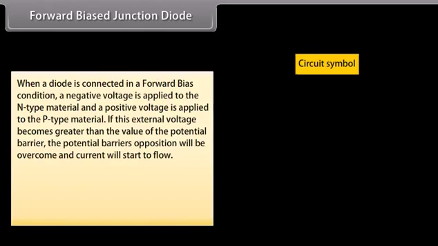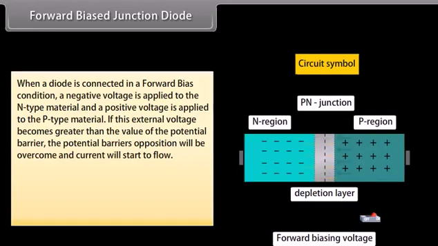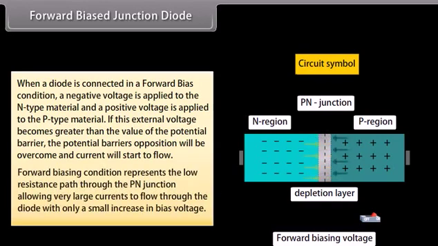Forward-biased junction diode. When a diode is connected in a forward bias condition, a negative voltage is applied to the n-type material and a positive voltage is applied to the p-type material. If this external voltage becomes greater than the value of the potential barrier, the barrier's opposition will be overcome and current will start to flow. Forward biasing condition represents the low resistance path through the p-n junction, allowing very large currents to flow through the diode with only a small increase in bias voltage.